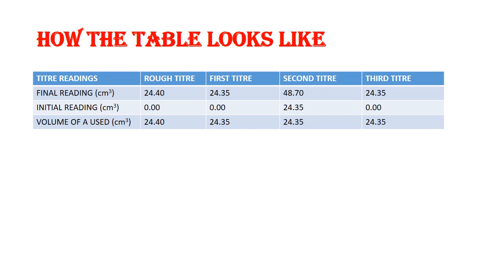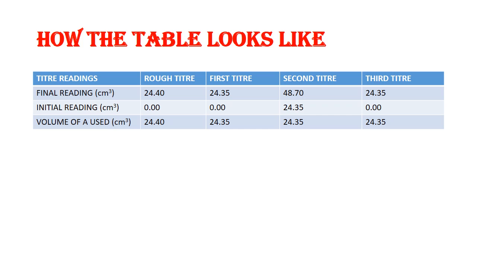Now this is how your table should look. Your initial reading is 0.00, of course. Then you start titrating. The final reading for the experiment that gave this table is 24.40. So 24.40 minus 0.00 gives us 24.40. That is the volume of A used.